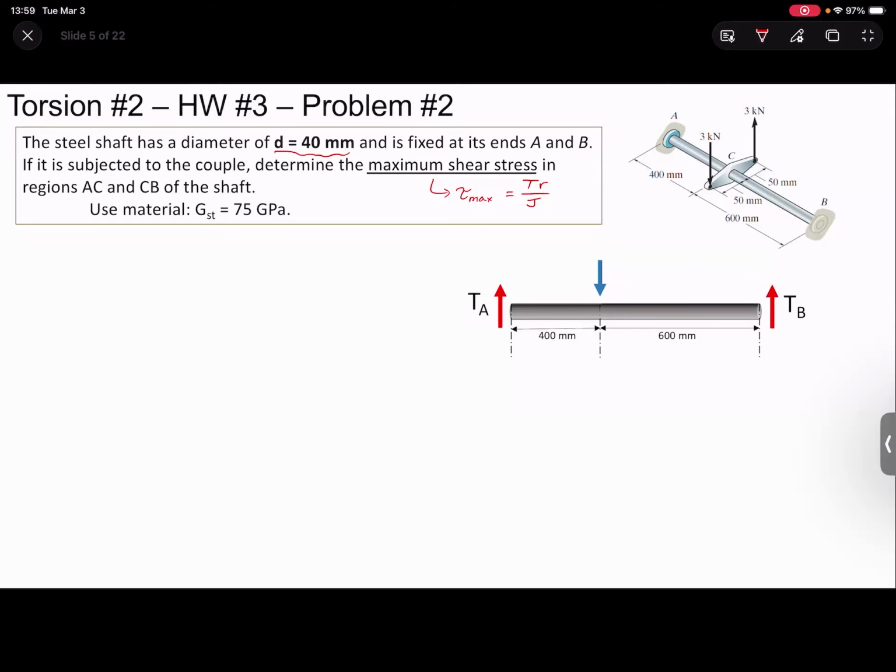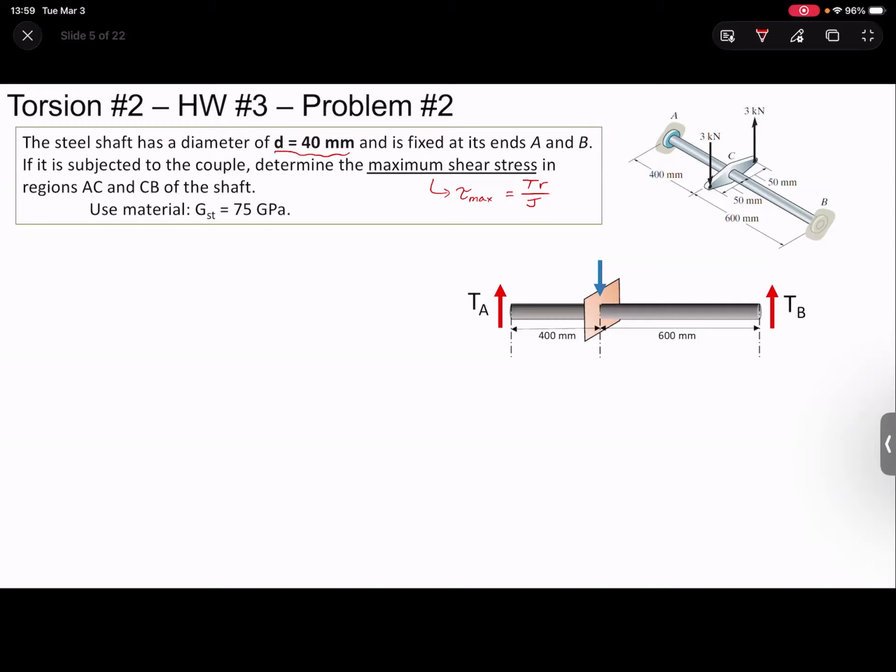And we can't do that because using statics right now, it's an indeterminate structure, right? We have this external torque applied shown by that blue arrow in the middle. And then we have the two fixed ends A and B that are producing a fixed torque or resistance against rotation. And if we just do the summation of forces in that area, we can't solve for that.